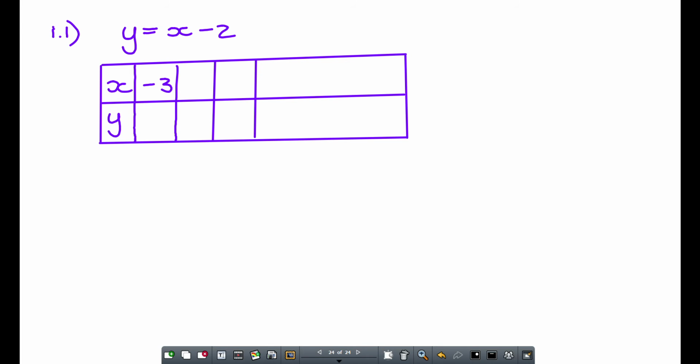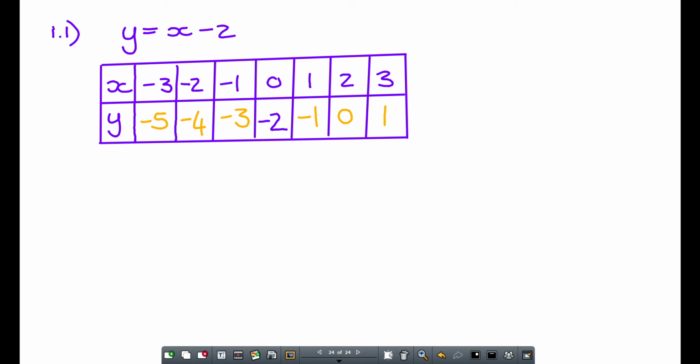Because that's just going to be 2, 1, 0, 1, 2, 3. Okay, right. So if x is minus 3, it would be minus 3 minus 2, meaning it's going to be minus 5. Right. If x was minus 2, it would have been minus 2 minus another 2, and that would give me minus 4. Over here, you should have minus 3, minus 1, 0, and 1.